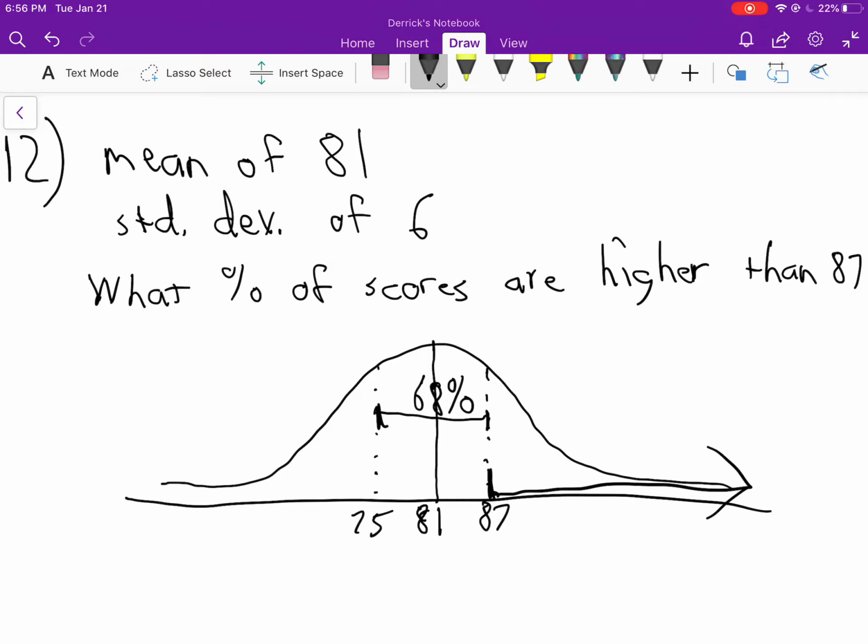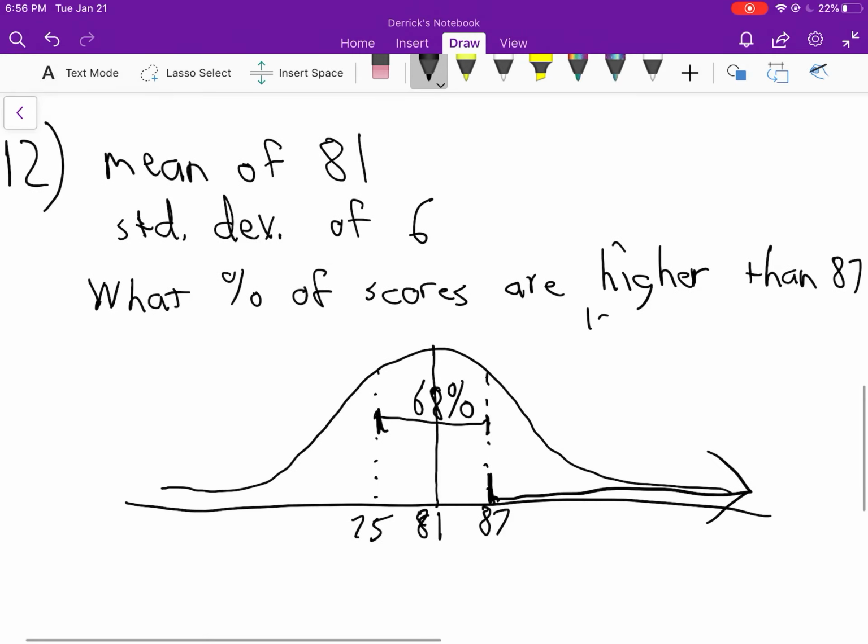This is statistics, and we're talking about a real life situation. 100% is the highest that we can have. So 100 minus 68 tells me I only have 32% left. So my answer is going to be 32% or less of the scores are higher than 87, because I've already proven right here that 68% can't be a part of it.